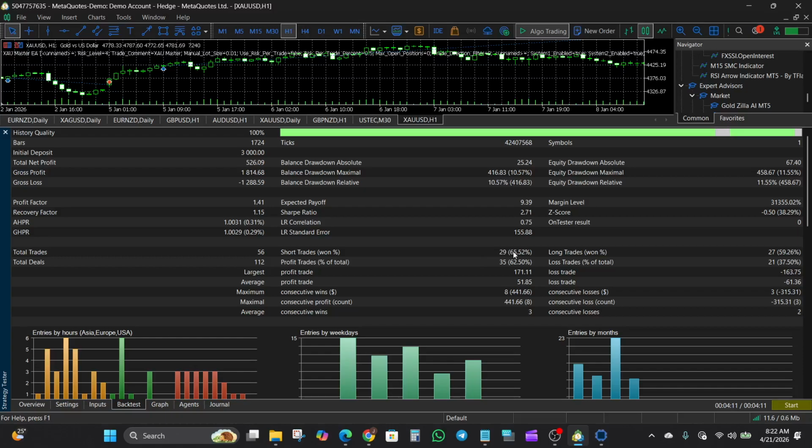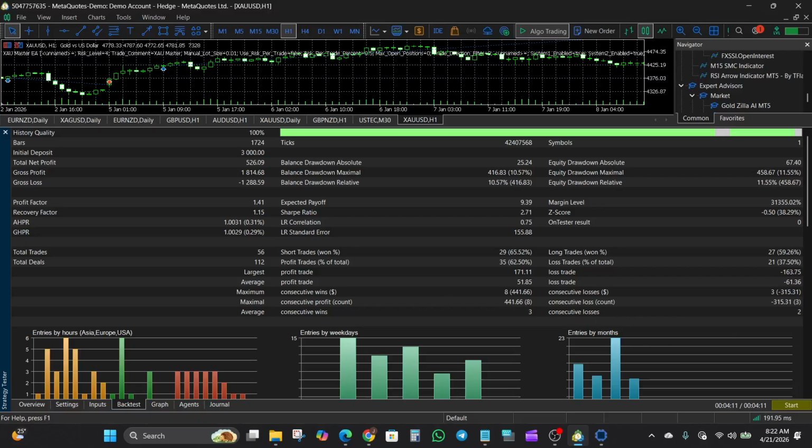And we had over 65% of our short trades won, and over 59% of our long trades won. However, note that no EA guarantees profits, all right, and past performance does not guarantee future results. Okay, so these are the results from the back test.